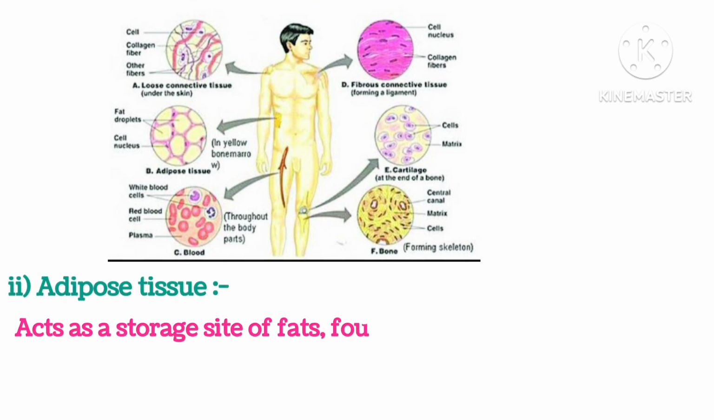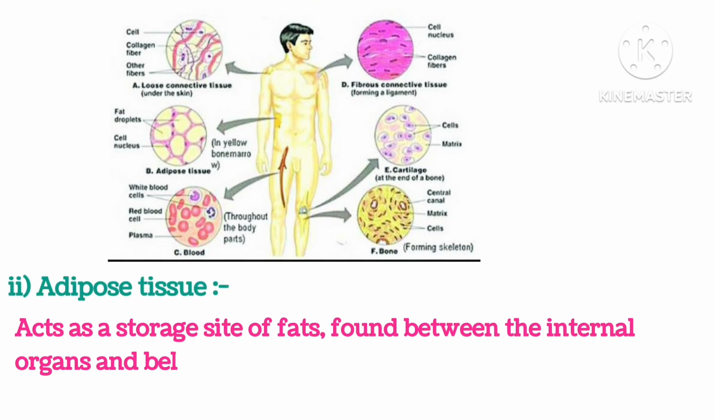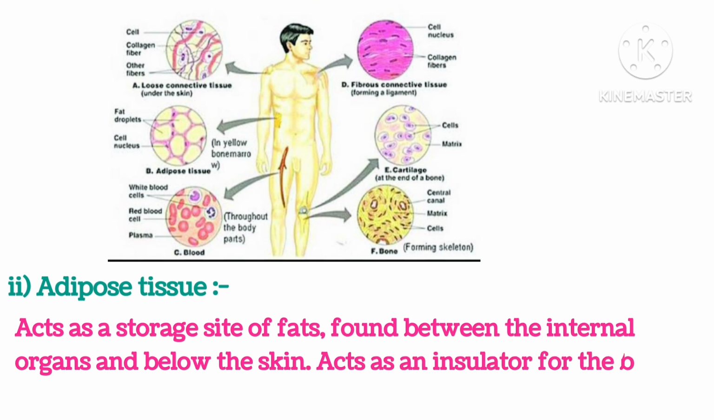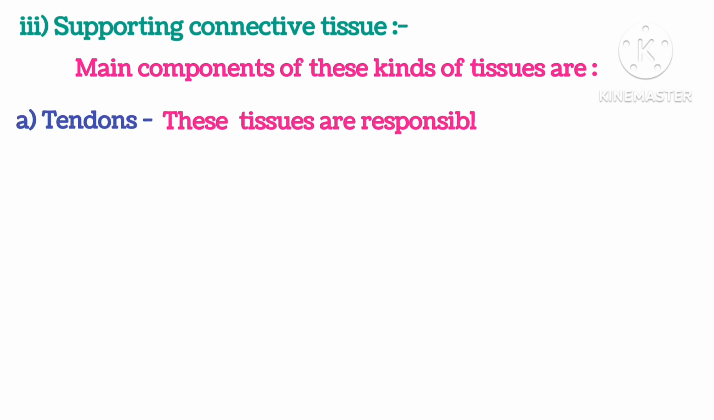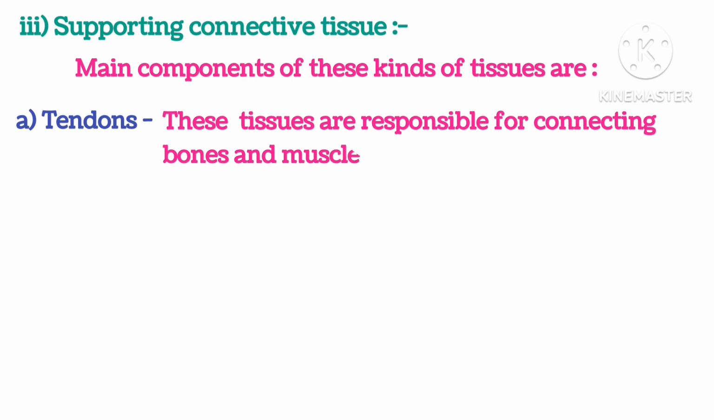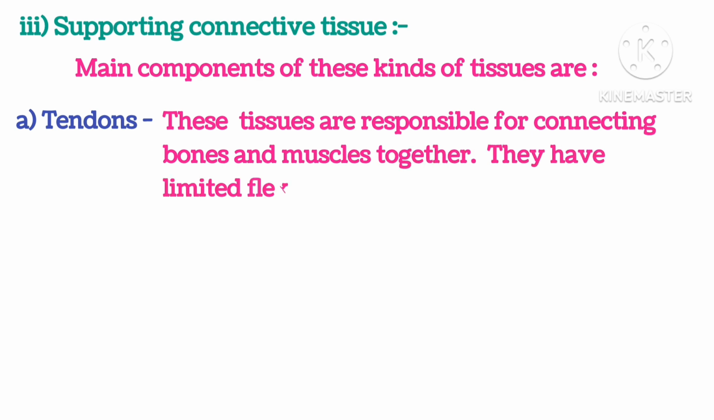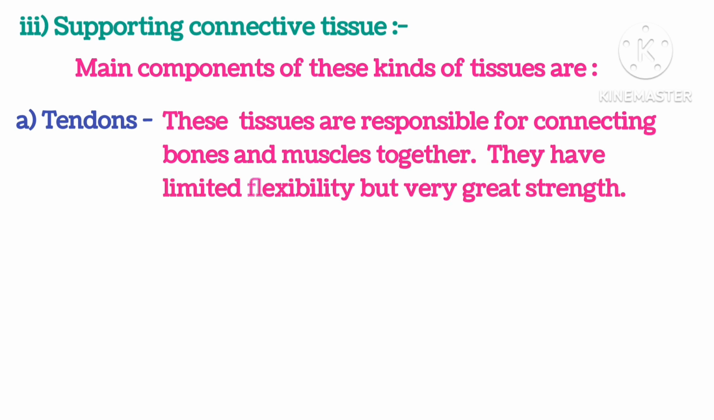The adipose tissue acts as a storage site of fat, found between internal organs and below the skin, and acts as an insulator for the body. Third is supporting connective tissues. The main components of this kind of tissue are tendons. These tissues are responsible for connecting bones and muscles together. They have limited flexibility but very great strength.